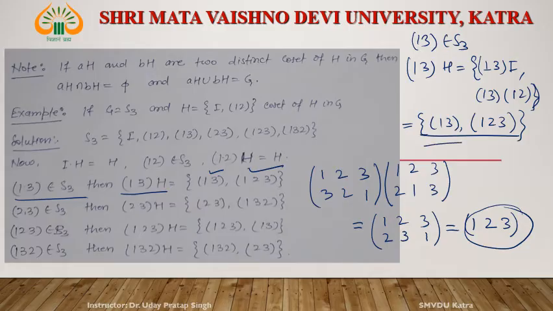Similarly, (2 3) belongs to S3. Then (2 3)H is equal to {(2 3), (1 3 2)}. And (1 2 3) belongs to S3. This is {(1 2 3), (1 3)}. And (1 3 2)H is {(1 3 2), (2 3)}. Solve this problem. If you have any doubt, then you can ask me.